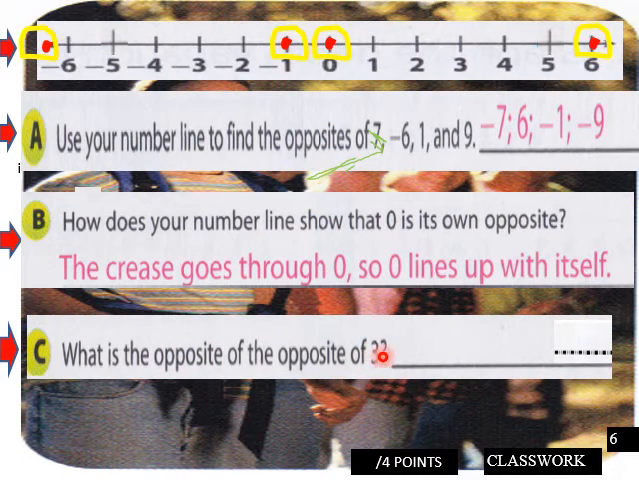What is the opposite of 3? It'd be -3. Yep, 3, -3, and 3. These are opposites here.